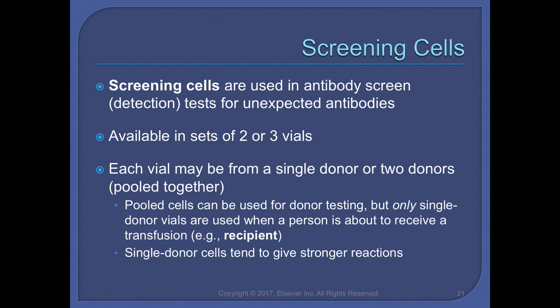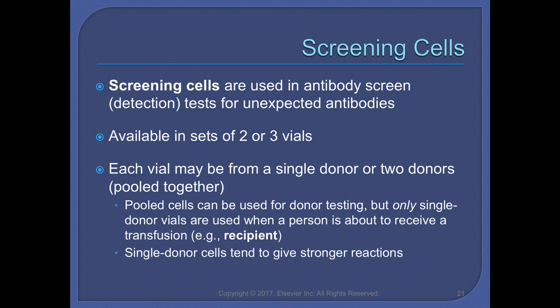So we have them available in sets of 2 or 3 vials. Each vial may be from a single donor or from 2 donors that are pooled together. So pooled cells can be used for donor testing, but only single donor vials are used when a person is about to receive a transfusion, okay? So when the person is a recipient, only single donor vials are used. Single donor cells tend to give a stronger reaction, okay?